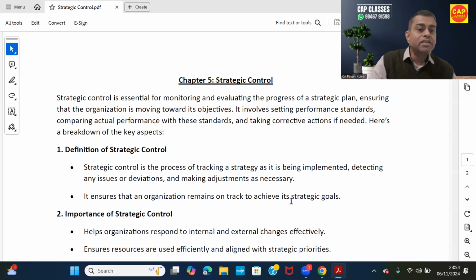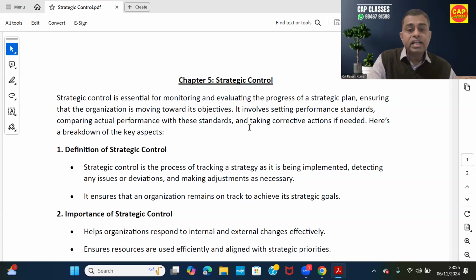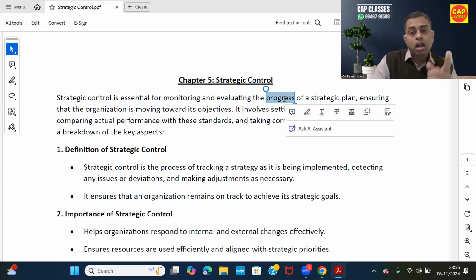Okay, so now look at the definition. Strategic control is essential for monitoring and evaluating. This is the phase we are in, correct? We are in the evaluation and monitoring phase. There are 5 phases of the strategic management process, and we are in the 5th stage. It is evaluating and monitoring the progress of the strategic plan. That means you already started implementing the plan. What is the progress you achieved?